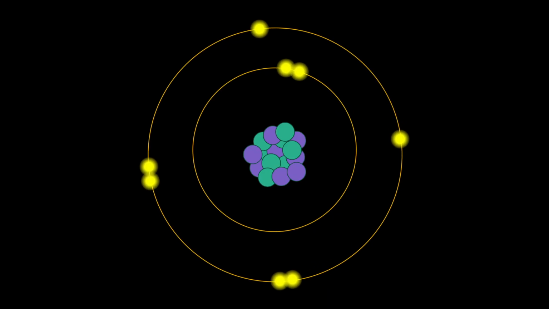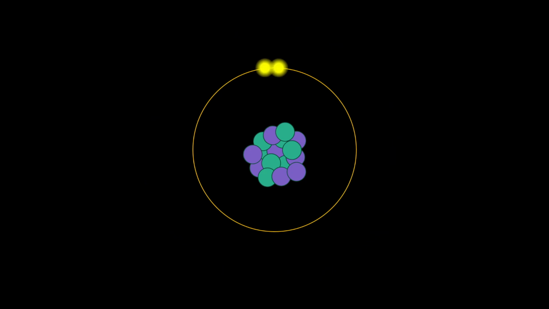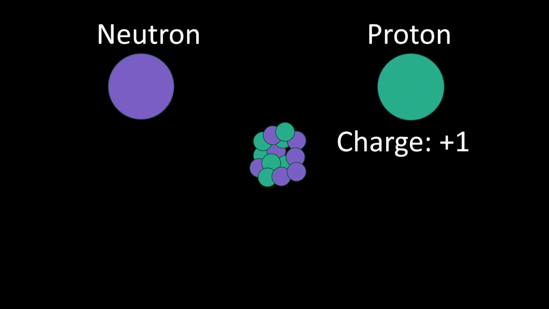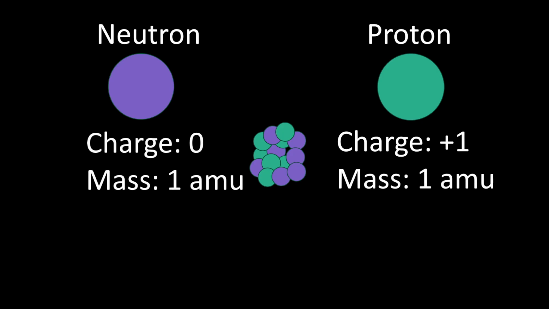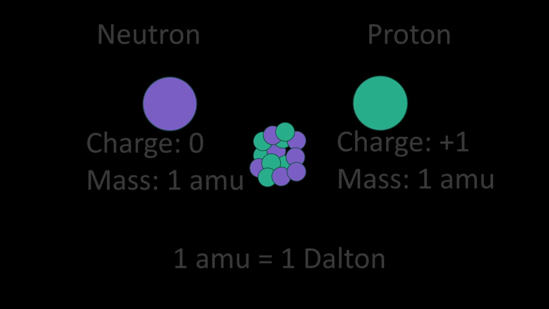It isn't perfectly accurate, but it works well for understanding basic chemical behavior. At the center of every atom is the nucleus. The nucleus contains protons and neutrons. Protons have a positive charge. Neutrons have no charge. Both have the same mass, which we measure in atomic mass units, or AMU. You may also hear this called a Dalton.